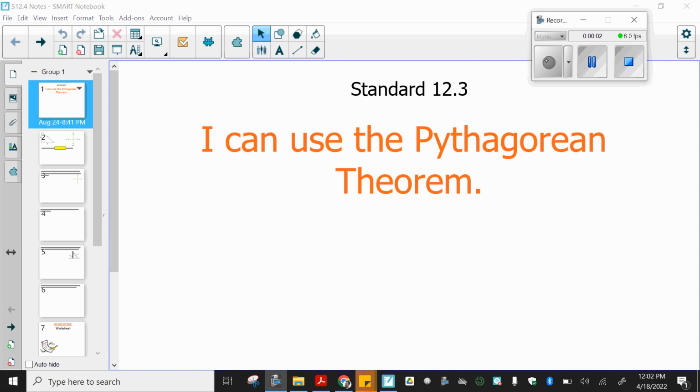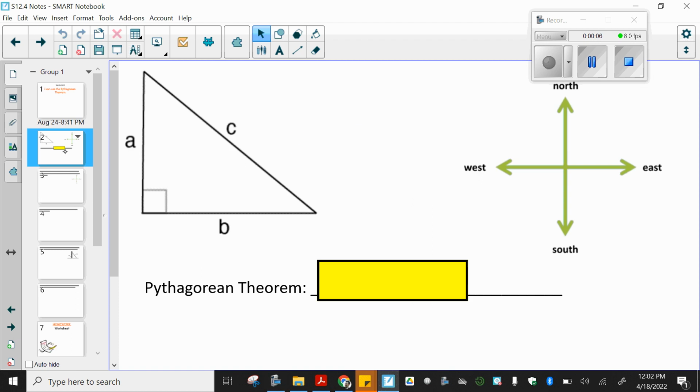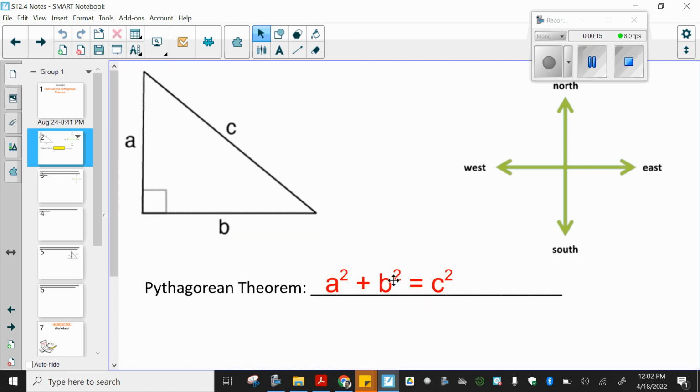Alright, back again, standard 12.3. I can use the Pythagorean Theorem. So remember, here's an example of a right triangle. Our Pythagorean Theorem is a squared plus b squared equals c squared.